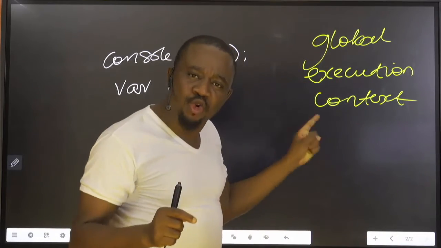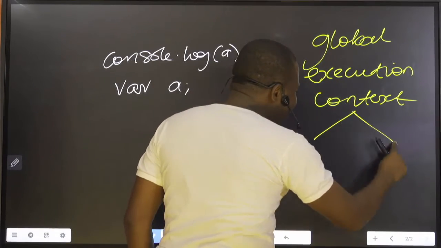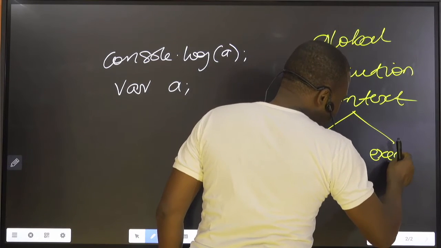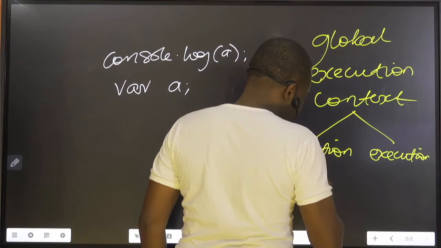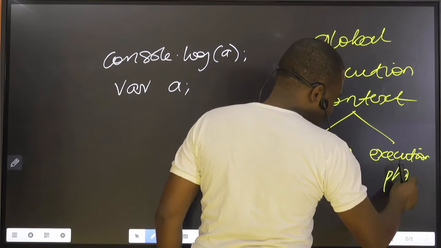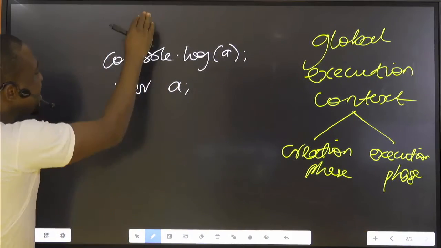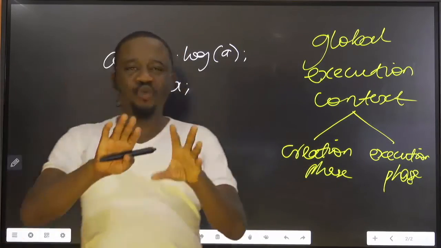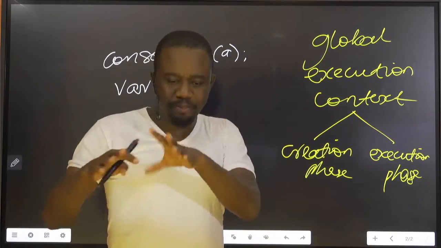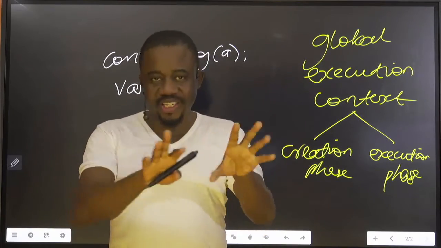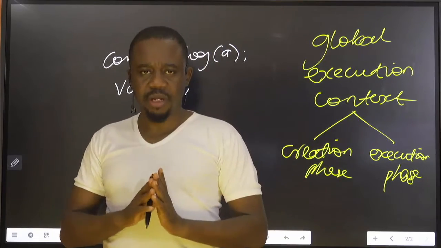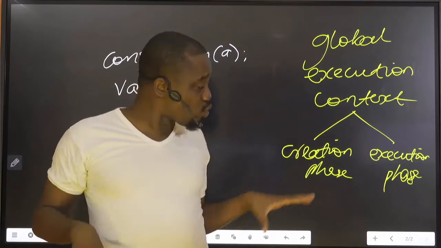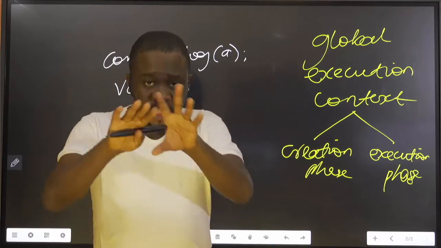In this global execution context, we have the creation phase and the execution phase. So, as JavaScript sees this program for the first time, it will go into the creation phase. This creation phase is where it prepares things. It prepares everything in order before the execution. I don't want to go into details on this here. I'm just trying to give you the surface description of what is going on.